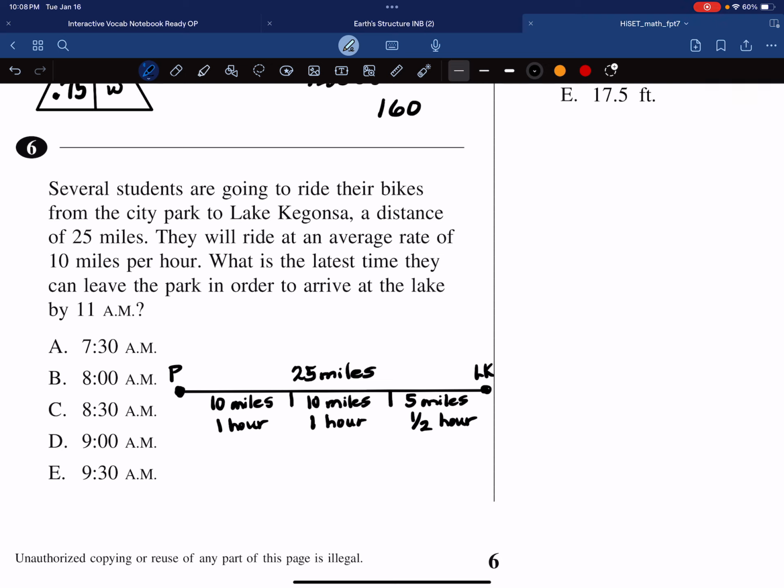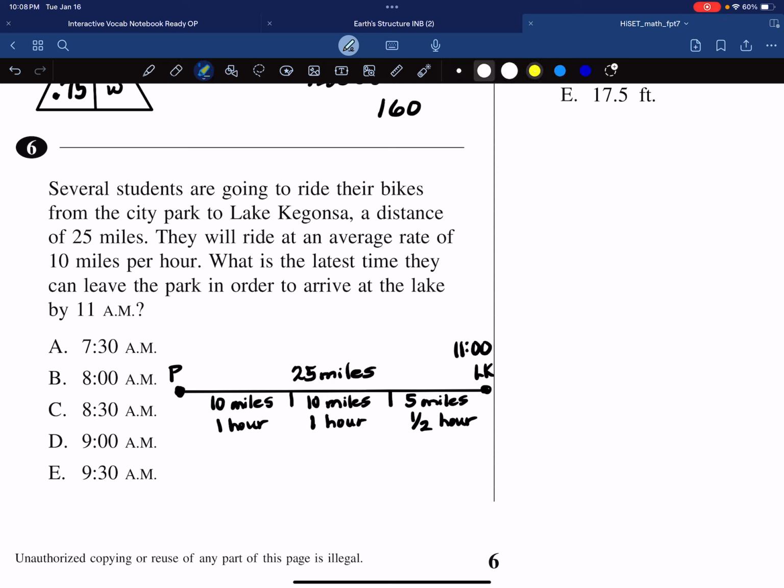So I'm already in good shape here. If they want to arrive at the lake at 11 o'clock a.m., what time do they have to leave the park? So you can subtract the time, that's the easiest way. But if that bothers you, and I'll do that in just a minute, let's count backwards.